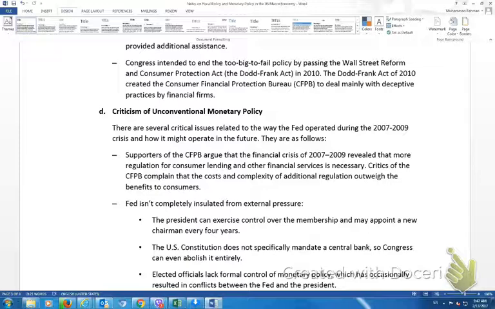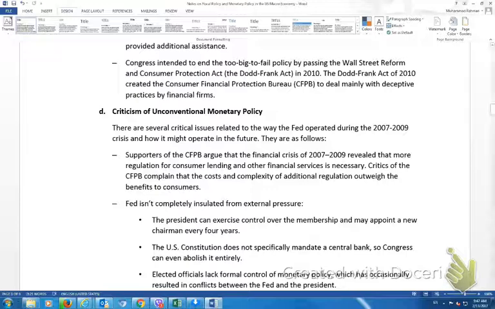But the critics argue that this has caused financial transactions to slow down. They argue that the financial complexities have increased the cost of financial transactions, and that the cost of these regulations basically outweighs the benefit of these regulations. So that's completely two ways of looking at it.